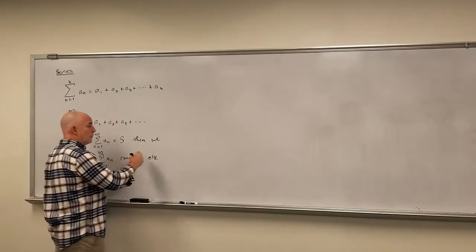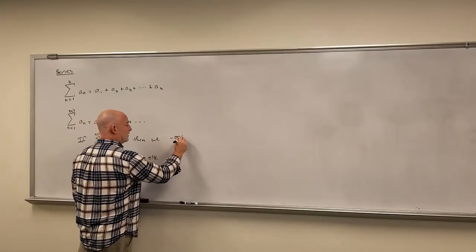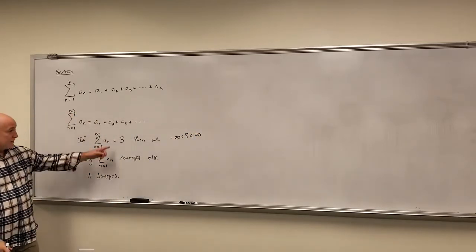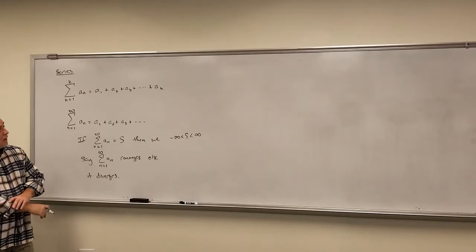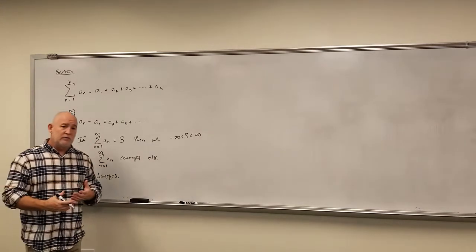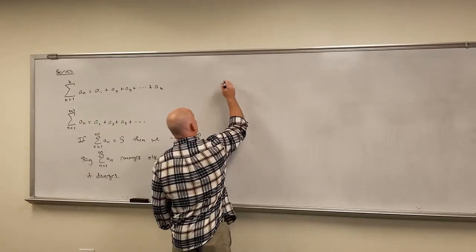So just for our sake here, let's go ahead and put negative infinity less than s less than infinity, so you see what I mean, that it has to add up to a finite value. All right, now how do we actually go about showing this? Well, one way to do it is using something called the partial sums.